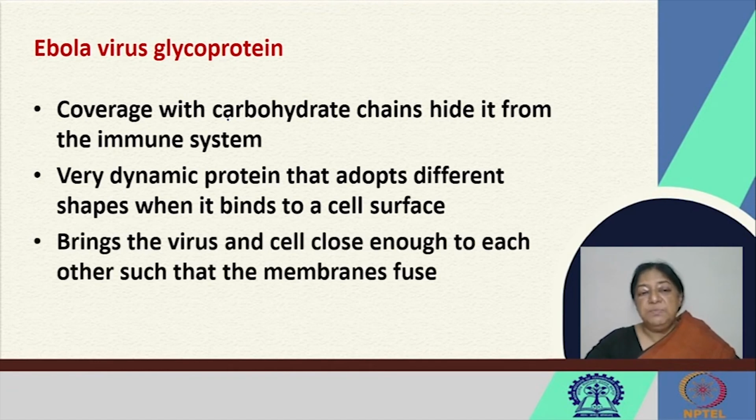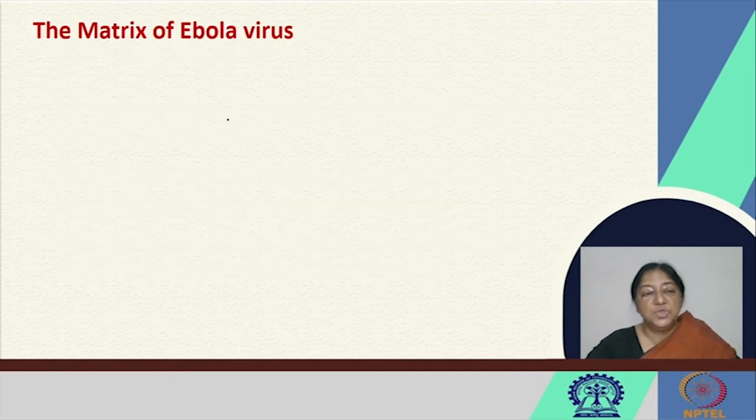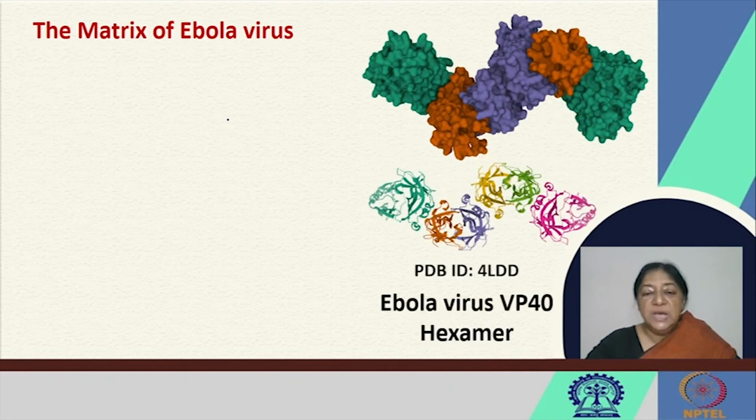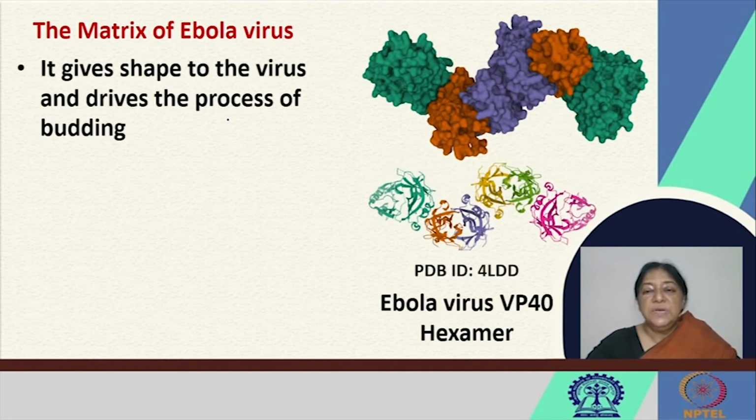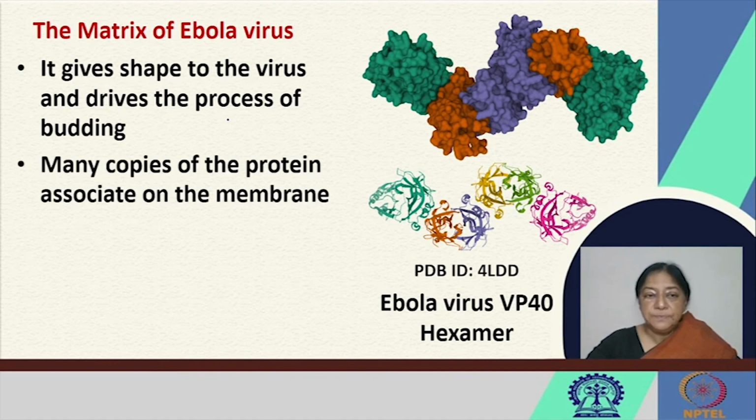In this case, it brings the virus and the cell close enough to each other such that the membranes fuse together and the virus enters the cell as was shown. The matrix of the Ebola virus is such that it can adopt different shapes, and this drives the process of what is called budding.